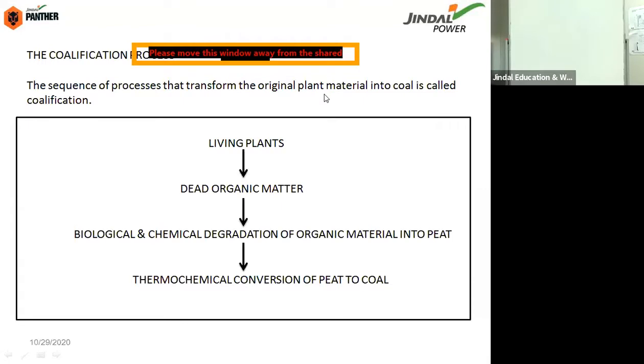Okay. So days, years, decades after, these living plants get transformed biologically and chemically from organic material into peat formation.